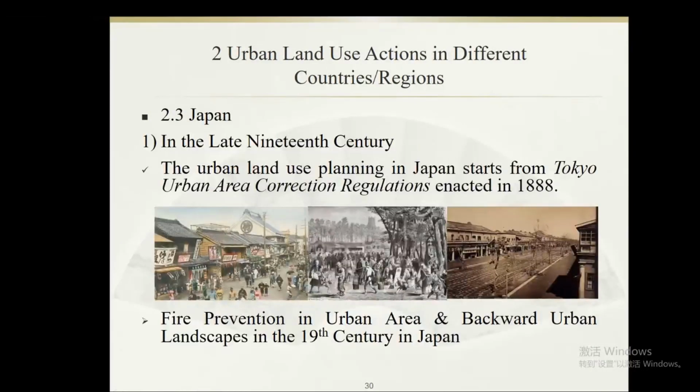Japan. It's a developed country in Asia. In the late 19th century, the urban land use planning in Japan started from the Tokyo Urban Area Correction Regulations enacted in 1888. Originally, it was only for fire prevention in urban areas and urban landscape in 19th century Japan, because at that time, most of the buildings in Japan were made of wood.